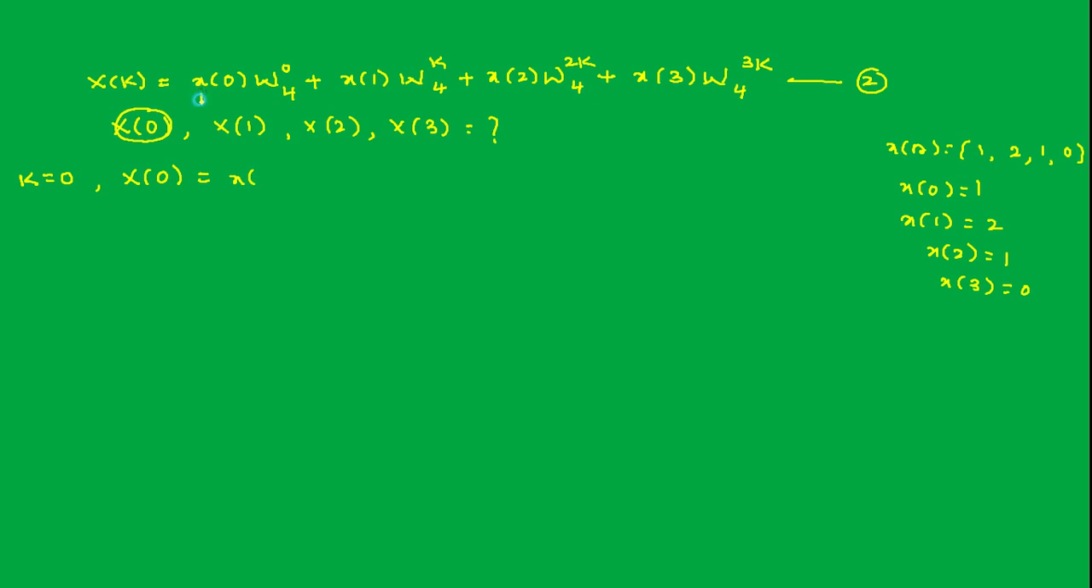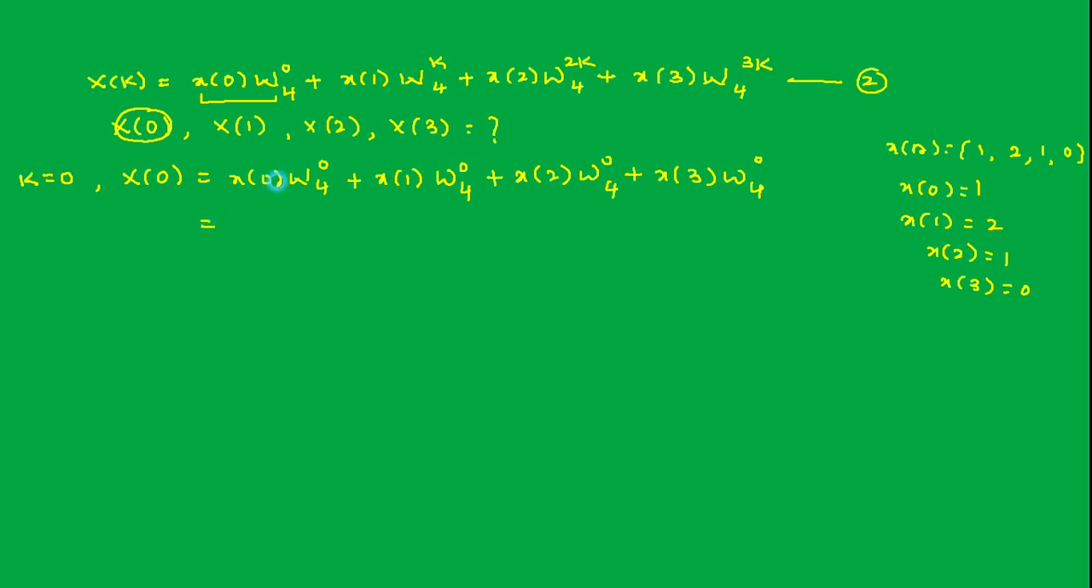So in the first term, this is independent of k, we don't have any k term, so it is x of 0 and w4 raised to 0, plus x of 1 w4 raised to k, and what is the value of k here? K is equal to 0, plus x of 2 w4 raised to 2 into 0 is again 0, plus x of 3 and w4 raised to 3 into 0 is again 0, right?